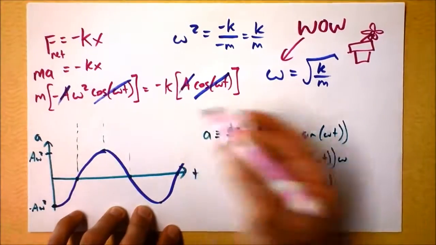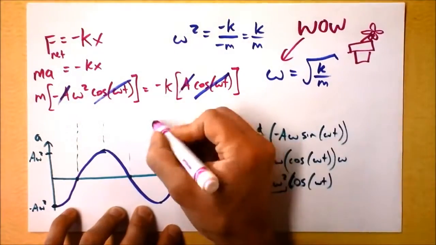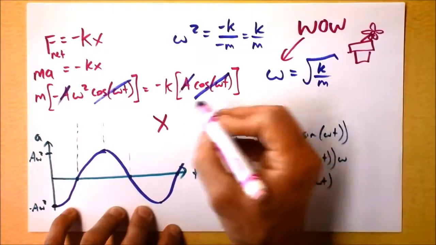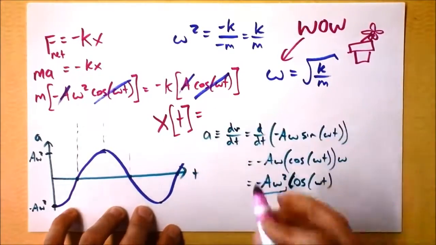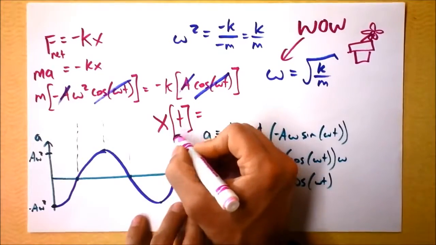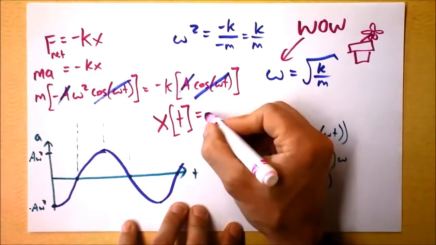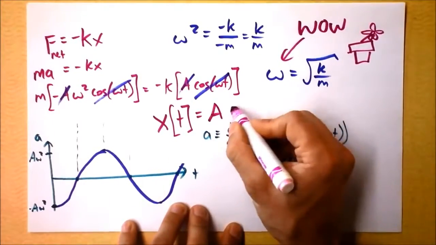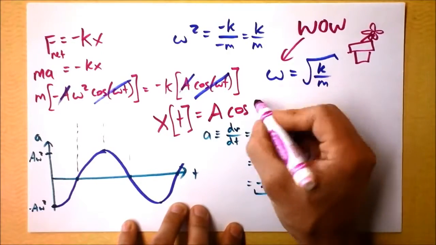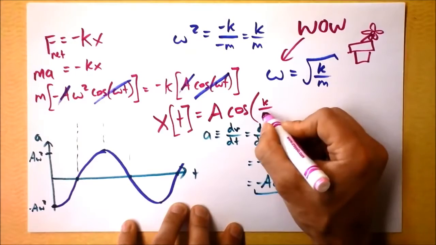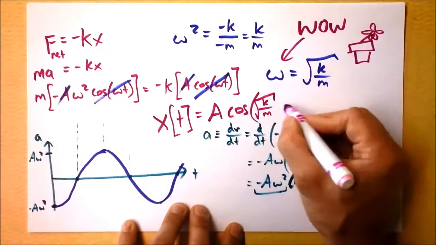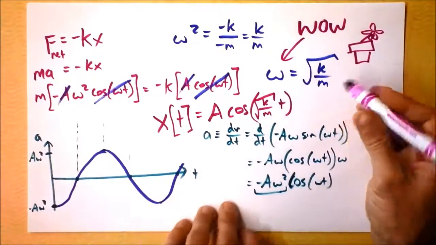And what I'm going to do is conclude that this is the full equation for the position of a mass on a spring. The position depends on time, and it's like this. This is how the position of a mass on a spring depends on time. It is the amplitude times the cosine of, now instead of writing omega times t, I'm going to write what omega actually is, the square root of k over m, times time.